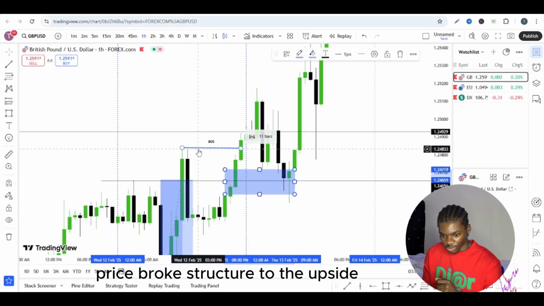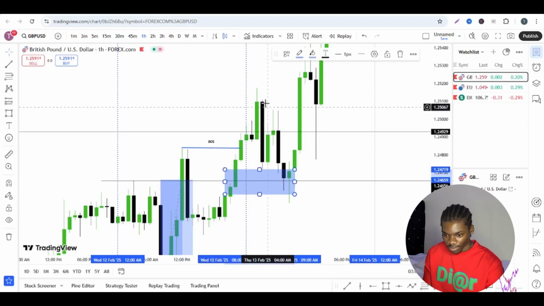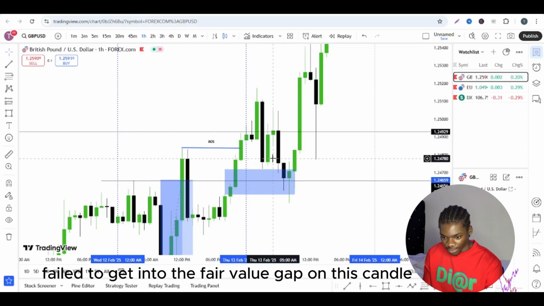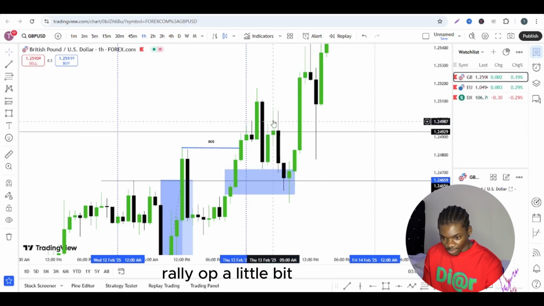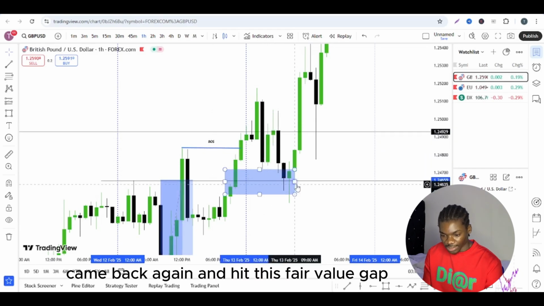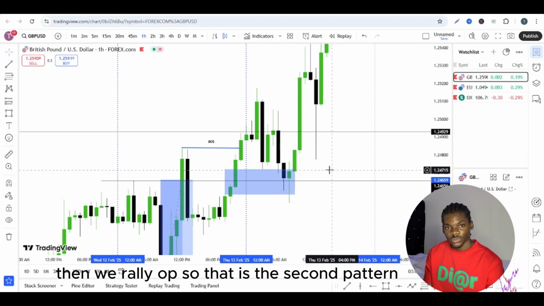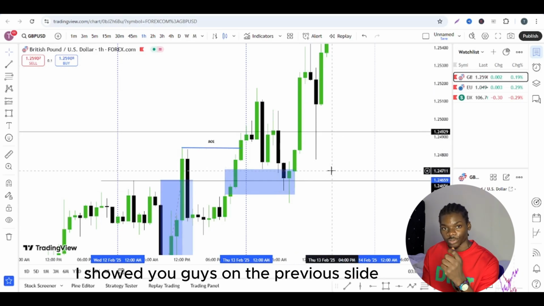Price broke structure to the upside, rallied up, came down again, and failed to get into the fair value gap on this candle. It rallied up a little bit, came back again and hit this fair value gap, then we rally up. So that is the second pattern I showed you guys on the previous slide.